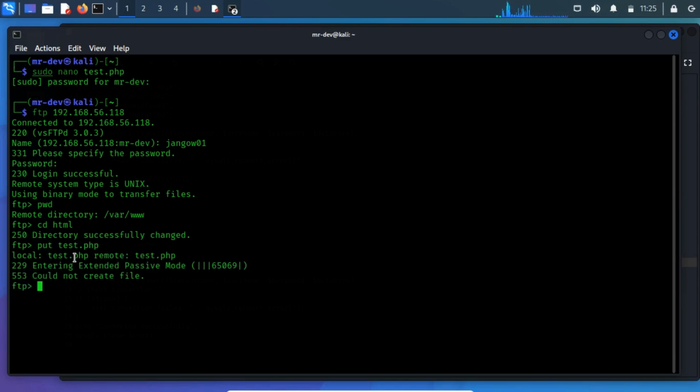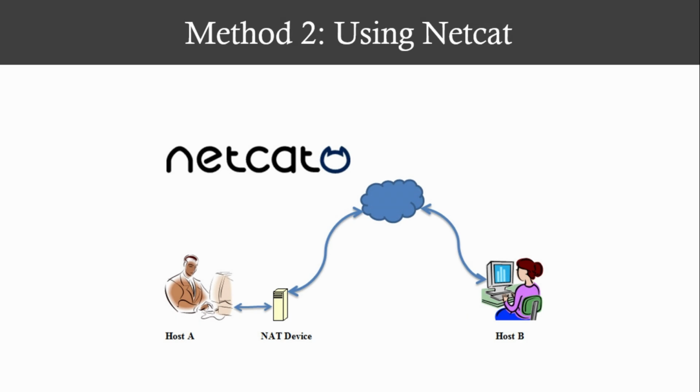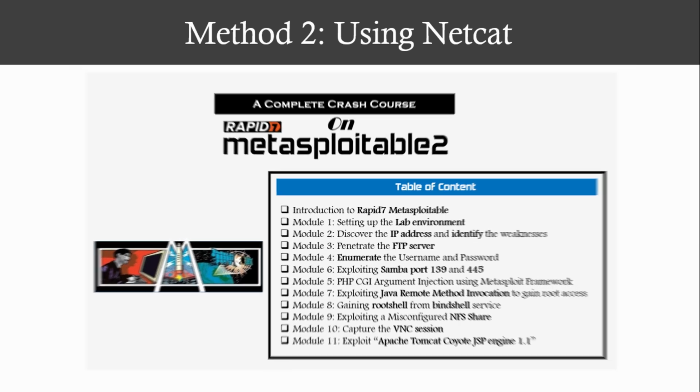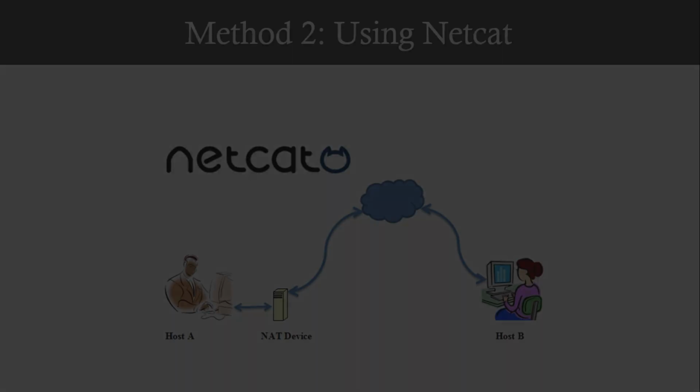But the upload isn't possible, as the Jangow01 user doesn't have any permission to modify the web directories. Method 2, a reverse connection can also be possible with the Netcat command. We have discussed this in this video. If you have time, then watch it by clicking the I button.